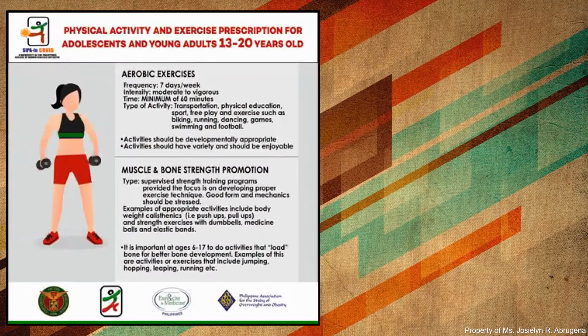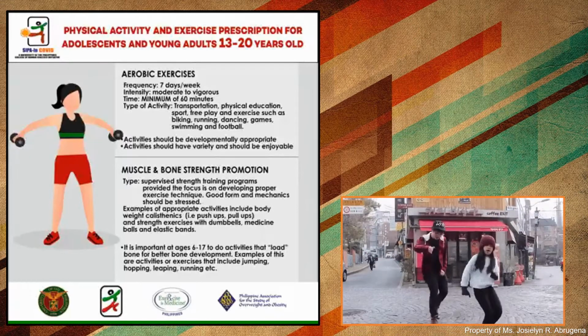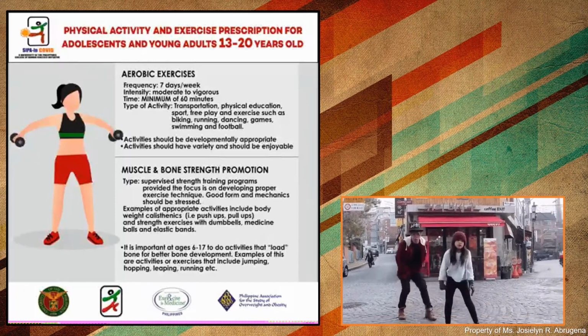Physical activity and exercise prescription for adolescents and young adults 13 to 20 years old. Aerobic exercises. Frequency: 7 days per week. Intensity: moderate to vigorous. Time: minimum of 60 minutes. Type of activity: transportation, physical education, sport, free play, and exercise such as biking, running, dancing, games, swimming and football.